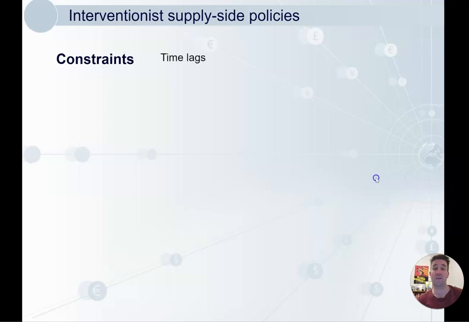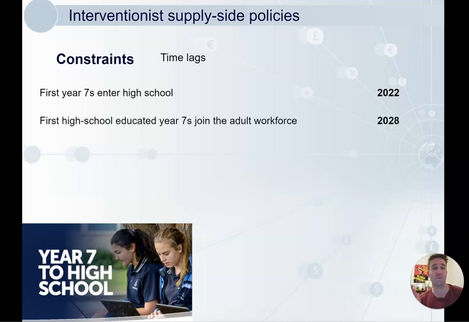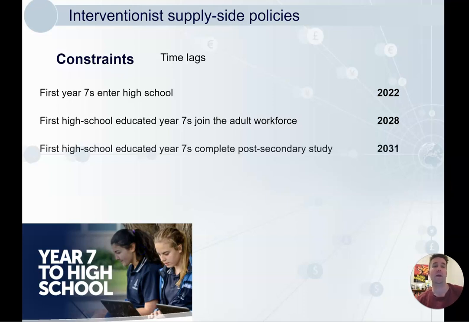And we've also got time lags. So if we think of this sort of policy, year 7 to high school, let's have a closer look at it. The first year 7s entered high school in public schools, 2022. First high school educated year 7s joined the adult workforce, so they've finished year 12. They joined the workforce in 2028. And the first high school educated year 7s complete post-secondary study, so tertiary study, university, let's say, 2031. That's not all of them, that's some of them will do it in 2031.